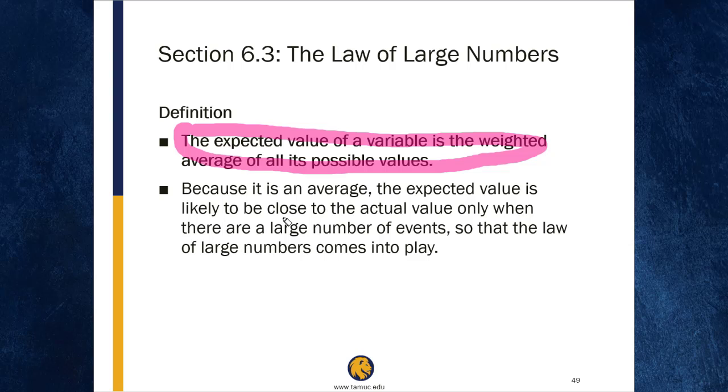Because it is an average, the expected value will be likely to be close to the actual value only when there are a large number of events. So the law of large numbers would come into play. The more events that we can have here, the closer we'll be to the real expected value.